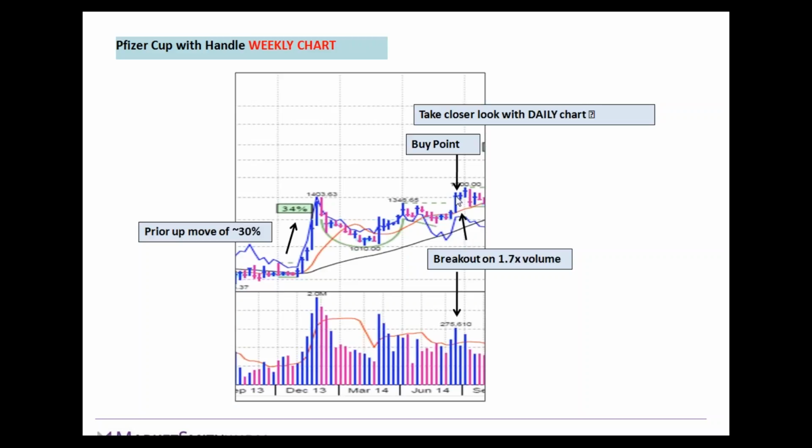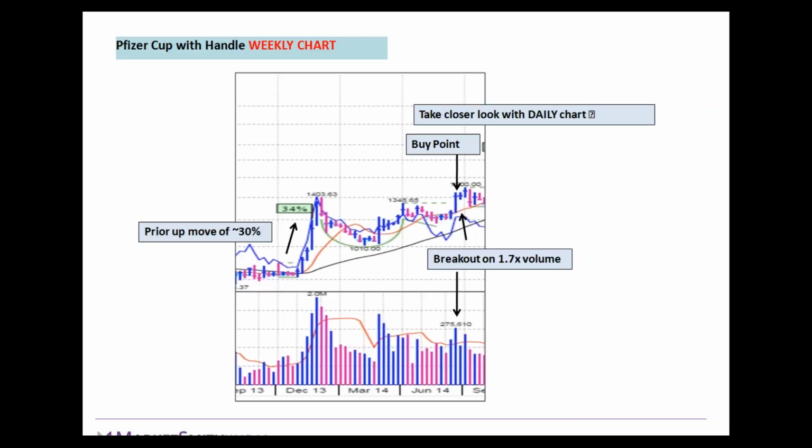So they have crossed this resistance level on huge volumes. You can see this is 1.7 times the average volume. This is the average line and the volumes are way above it. So this is actually a buy point, which is also known as the pivot point. So this is when we actually buy our stocks. So this is a weekly chart.